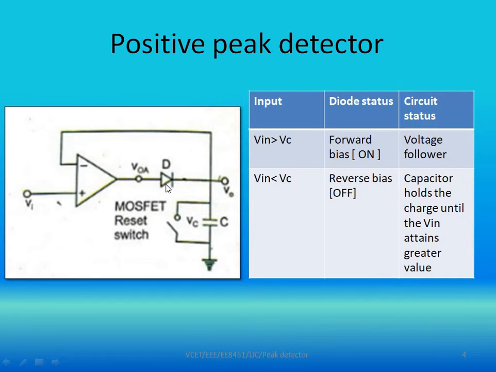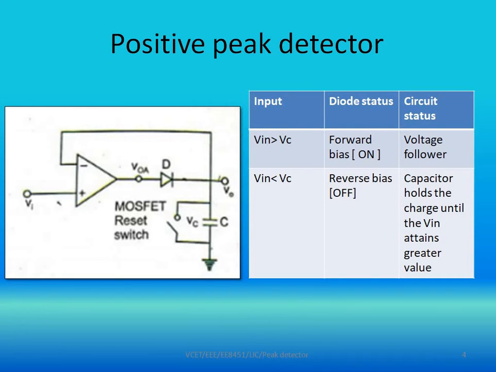Depending upon the on and off condition, this circuit will behave as a voltage follower, or it will retain the charge that is stored inside the capacitor. So this is how the circuit will work. We will start our discussion with what happens when Vin is less than Vc. When Vin is less than Vc, you can find that this Vin is connected to the non-inverting terminal of an operational amplifier.